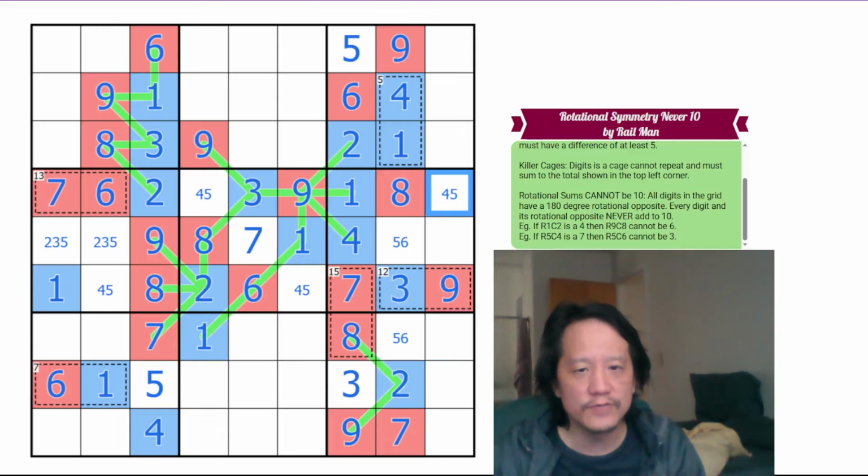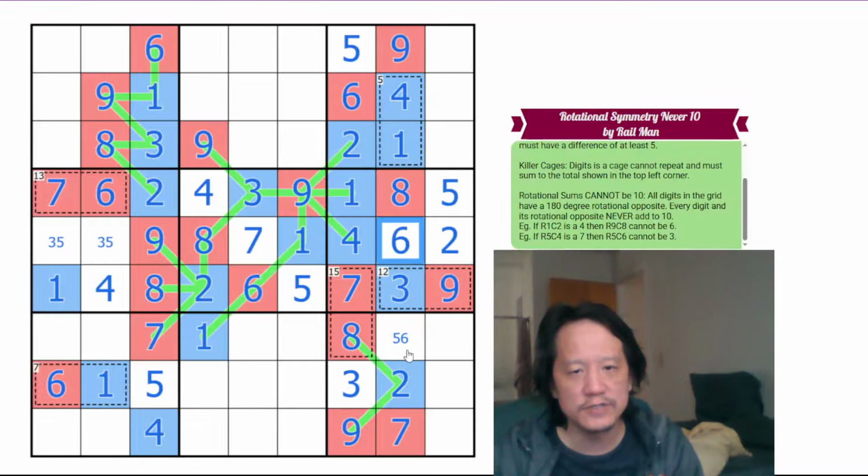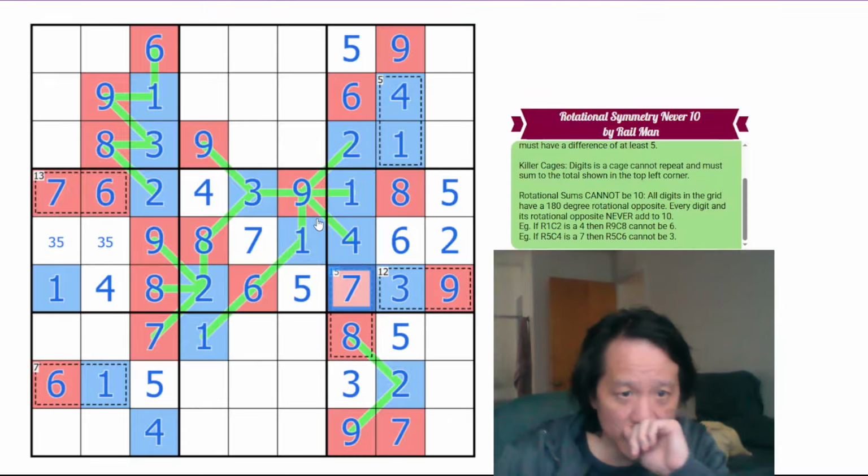That leaves this as 4, 5. This cannot be 4 because of the 4 in the box. So this is 5, which makes this 4, which makes that 5, which makes that 4. This can't be 2 because of the 2 in the box. This becomes a 3, 5 pair. This 5 eliminates 5 here, so it's 6 and 2. 6 eliminates 6 here, so it's 5. Okay.